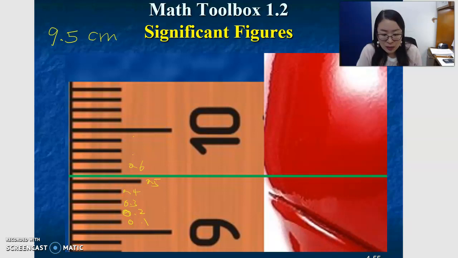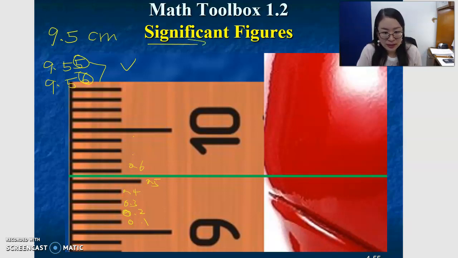Then we have to guess after this 9.5. Each student can see, okay, it's 9.55. Looks to me it's in the center, so I can call it 9.55. Or another student said, I think it's 9.56. It's a little bit more over the center. Both are correct. So the last digit is the guess. Different people can give different estimations.